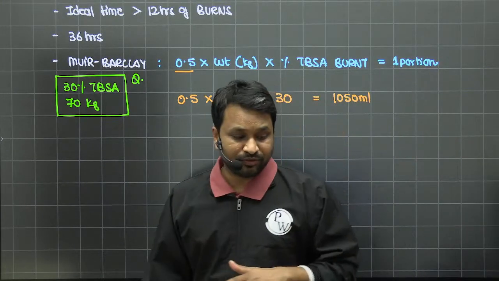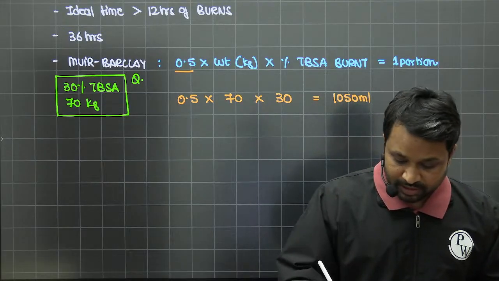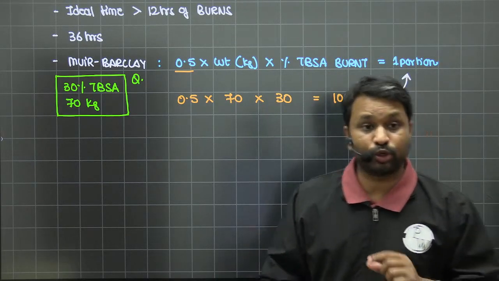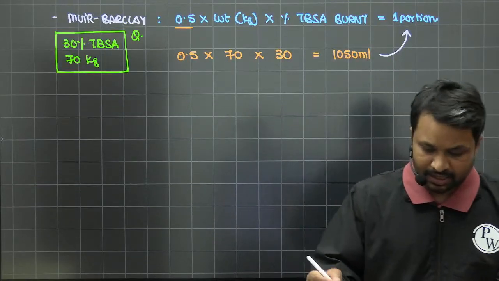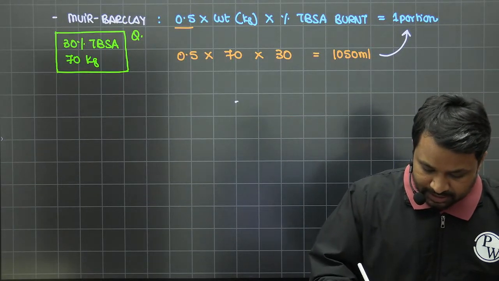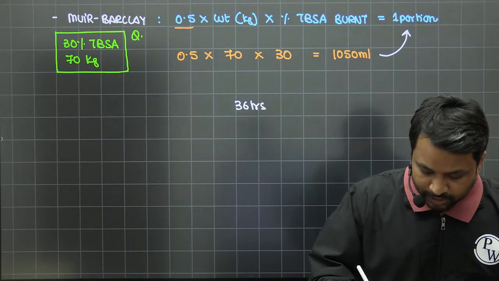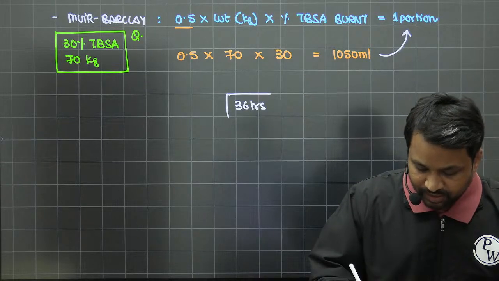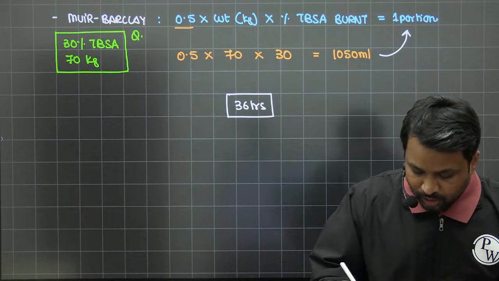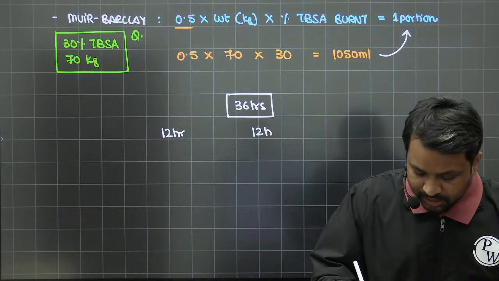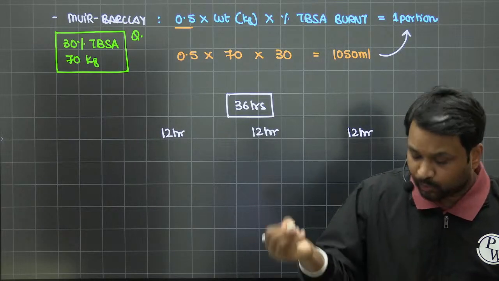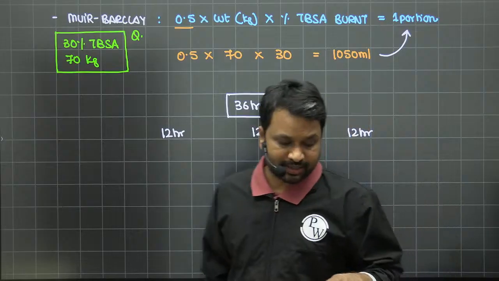Now this 1050 ml of colloid, whatever you have calculated, is what we call one portion of the colloid, and colloid should be given only for 36 hours. So for this 36 hours of colloid resuscitation that we have planned, I am going to split them into 3 equal divisions, that is 12 hours each. So you have three 12-hour segments for the colloid resuscitation.